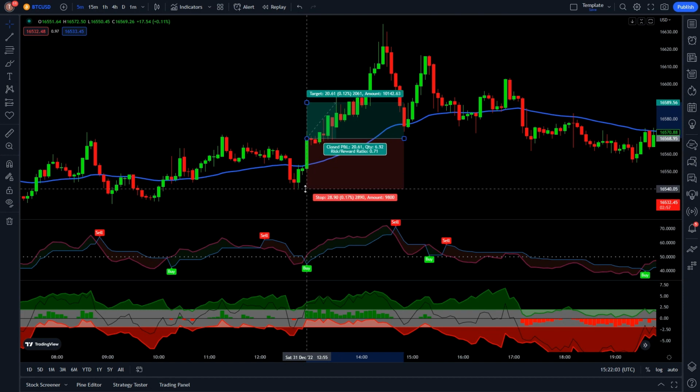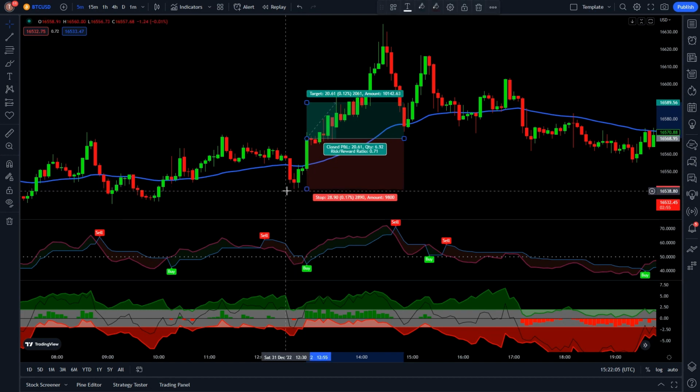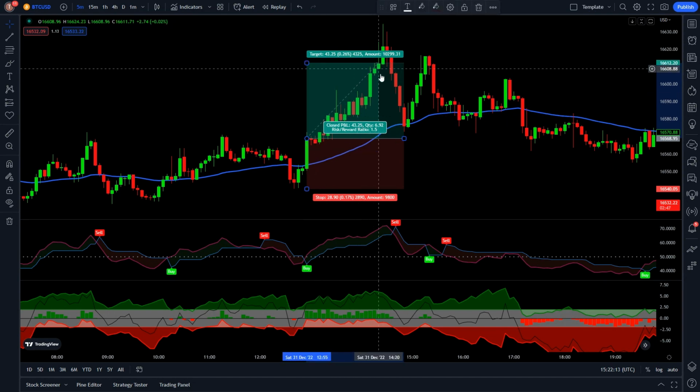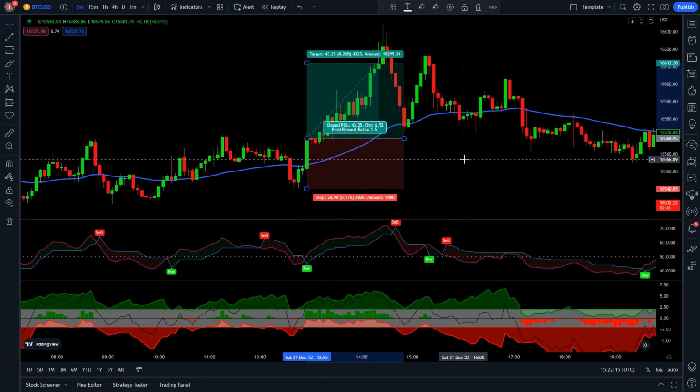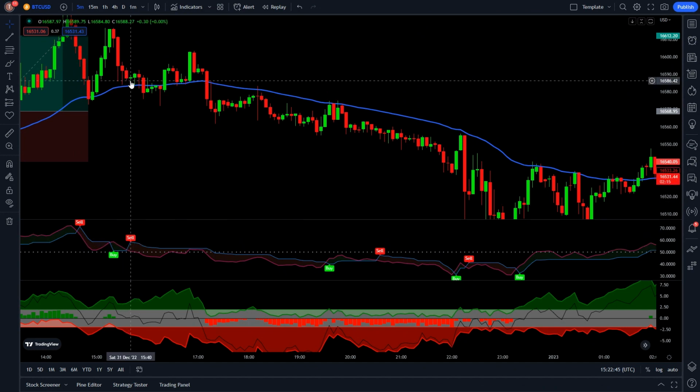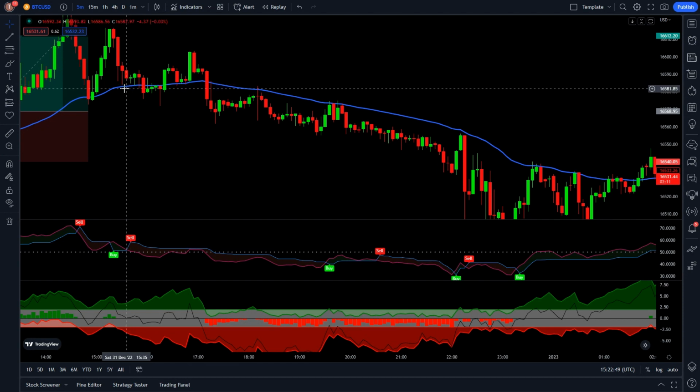Then we'd set our stop loss at the recent swing low, which is this red wick right here. And then we'd be targeting 1.5 times the risk. So you can see that trade hit. You can see here there's a sell signal that paints, but price hasn't yet closed below this 50 EMA right here, so this isn't a valid entry.